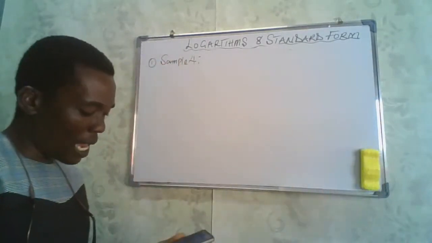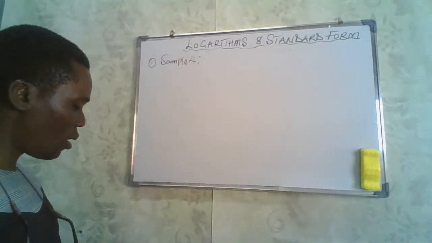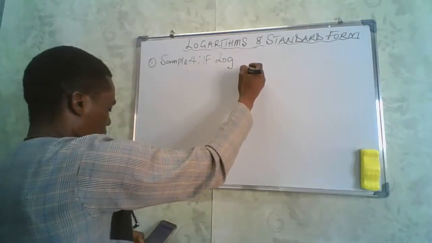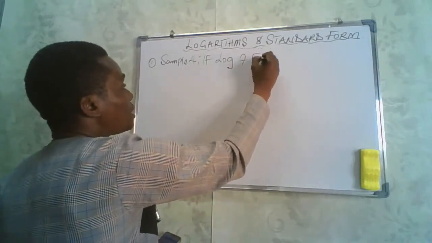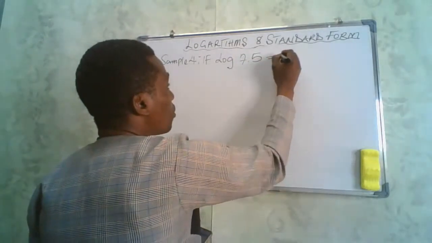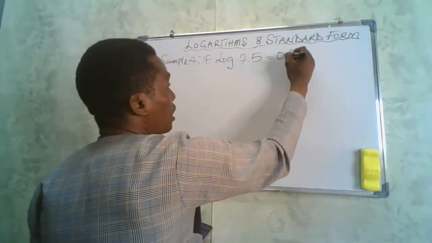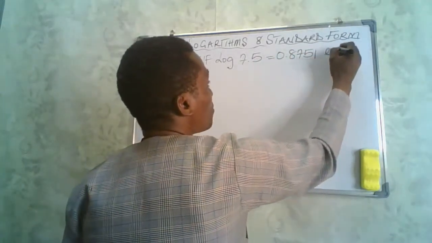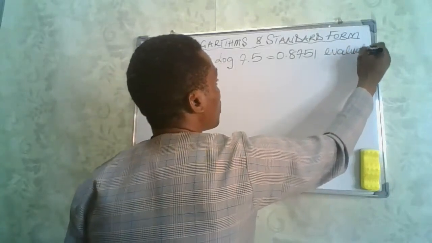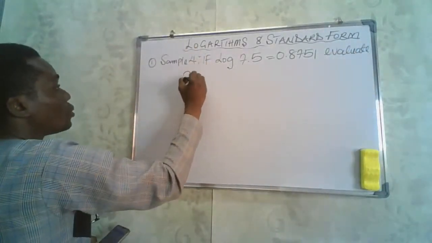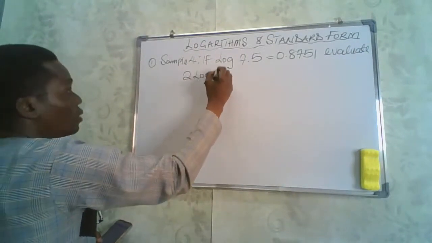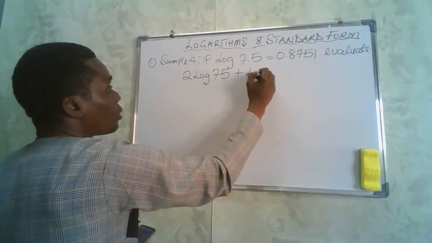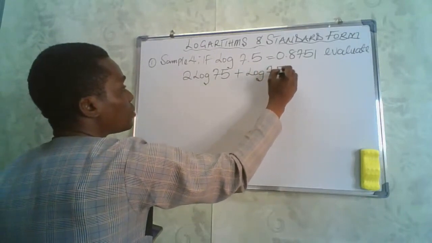In sample 4, we are going to look at a typical question, and they say if log 7.5, this has to do with decimal, is equal to 0.8751, you are asked to evaluate 2 log 75 plus log 750.